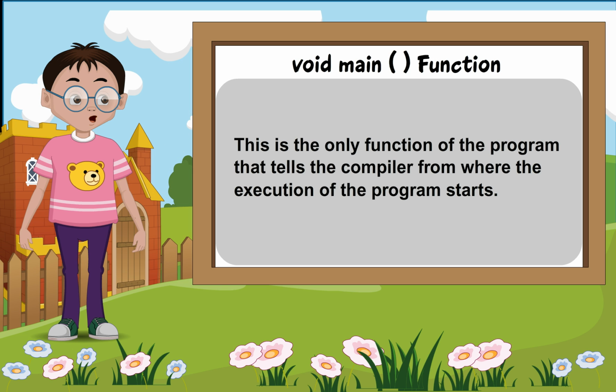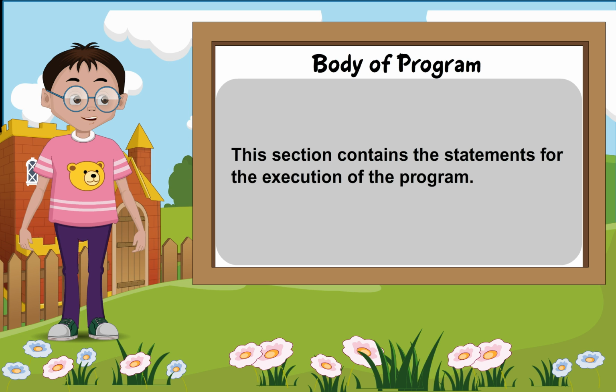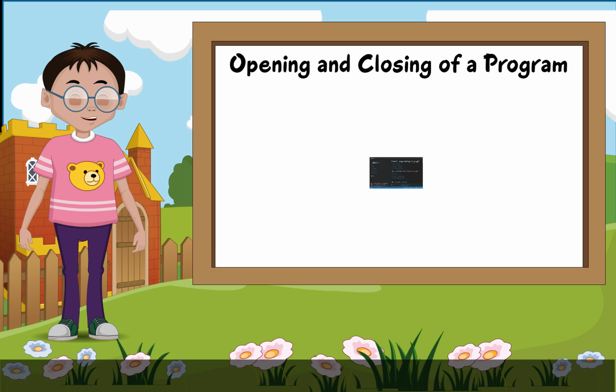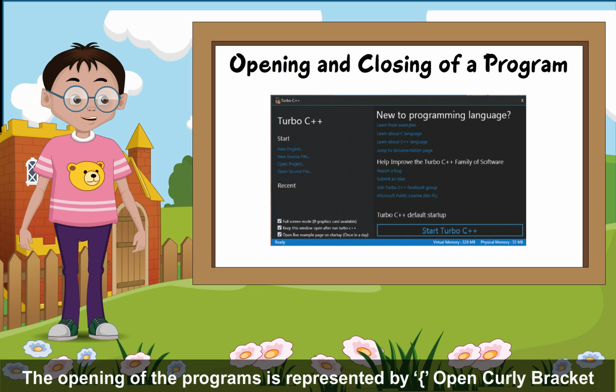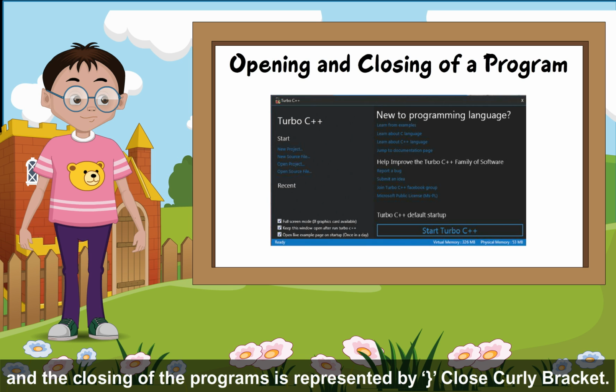conio.h. Void main function: this is the only function of the program that tells the compiler from where the execution of the program starts. Body of program: this section contains the statements for the execution of the program. Opening and closing of a program: the opening of the program is represented by open curly brackets and the closing of the program is represented by close curly brackets.